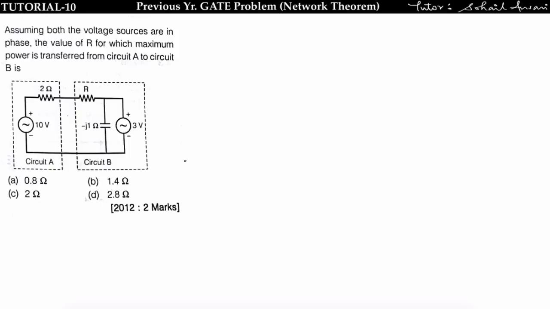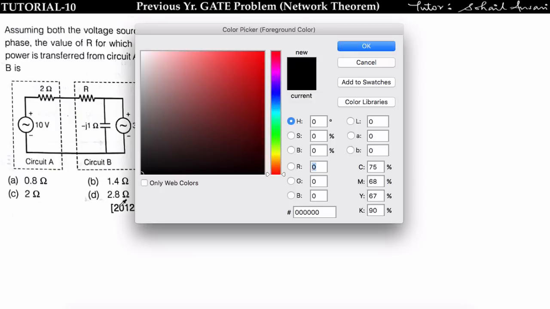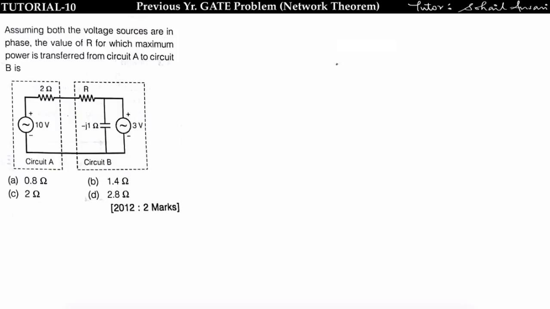Now let us see this problem. This is most important problem of this lecture. Okay, let us understand it. Assuming that the voltage sources are in phase, the value of R for which maximum power is transferred from circuit A to circuit B. We have to find the value of this R. For that, the maximum power transferred from circuit A to circuit B.